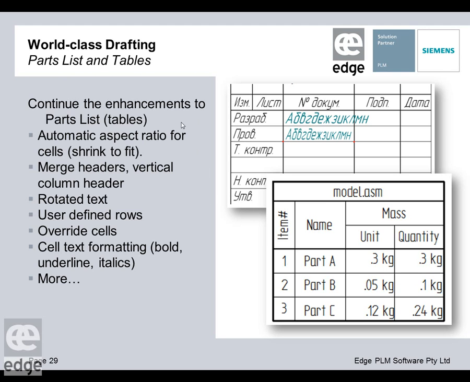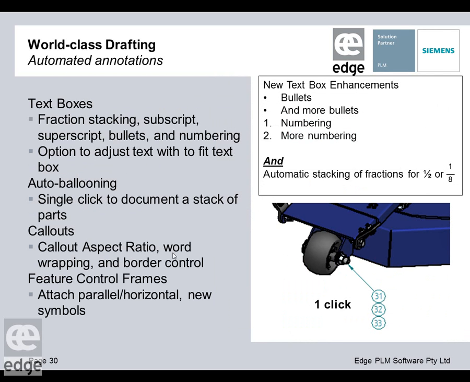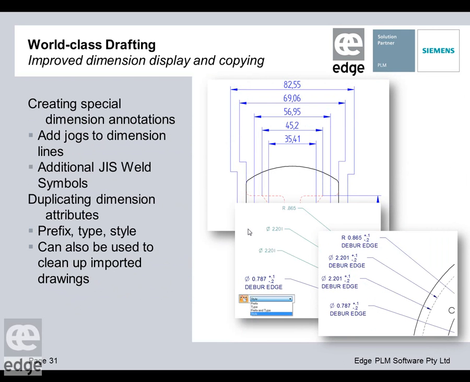A lot of work in parts lists and tables. Automatic aspect ratio for cells. Rotated text, a whole lot of things like that, and you'll see that in a moment. We'll have a quick look at that. A lot of work in the text boxes, and auto ballooning, call-outs, and feature control frames, all areas that people use on a regular basis.